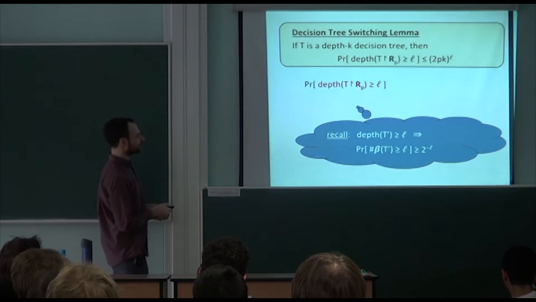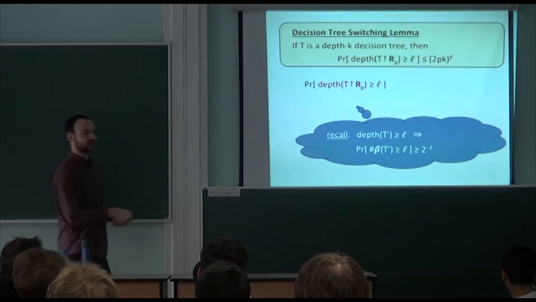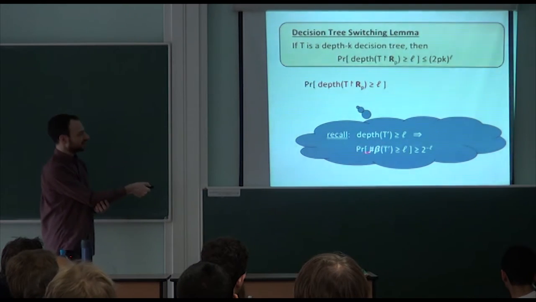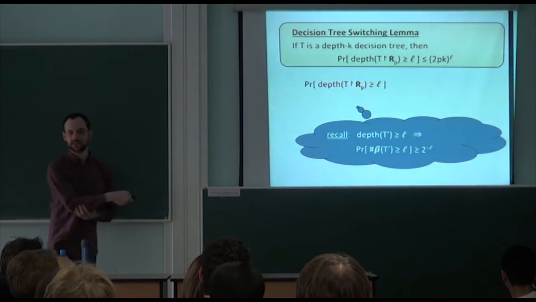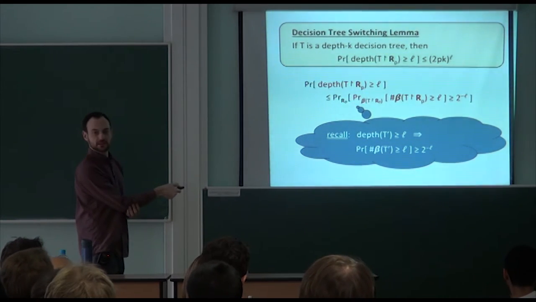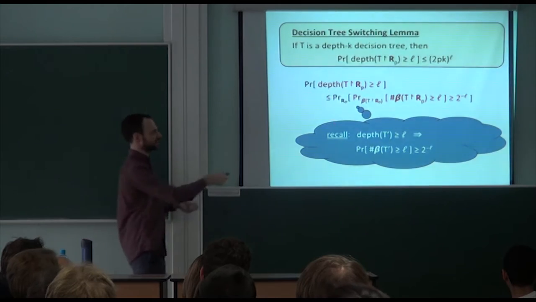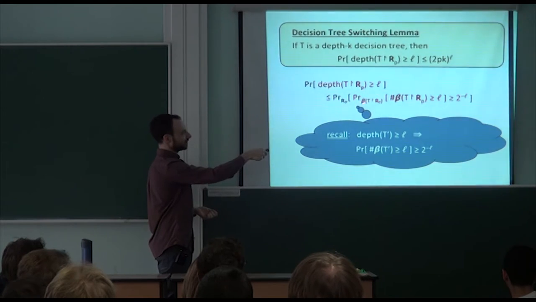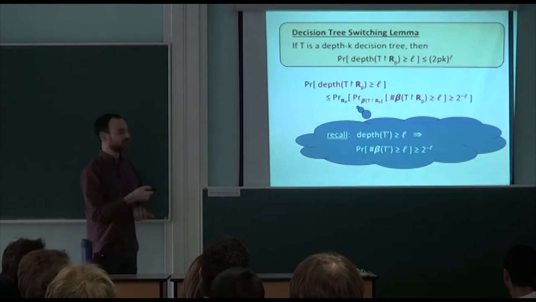This is the thing we're trying to bound, the probability that the depth of T on RP is bigger than L. Let's recall the observation we made earlier: for any decision tree T prime, if its depth is bigger than L, then with probability at least 2 to the minus L, some branch reads at least L variables. I'm going to plug that in here. To be clear, there are two different random variables at play, depending on each other. This is a probability over RP alone, and then we have a probability over the random walk in T restricted on RP.